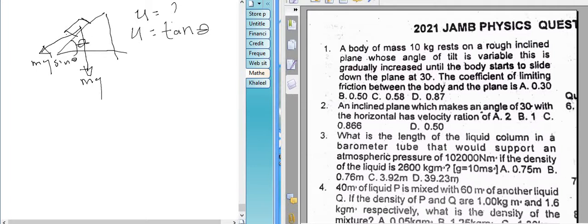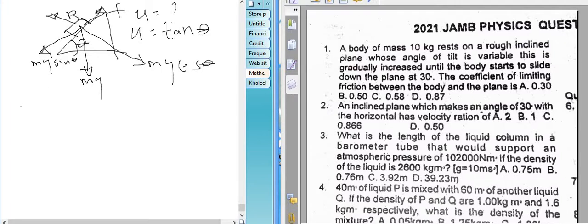Now for it to slide down, there must be a coefficient of friction between the inclined plane and the object which is opposing the sliding force. So let us call it F. Of course there will be a reaction force which is always perpendicular to the plane. So this is the reaction force, and this will be mg cos theta. So let us call it R.